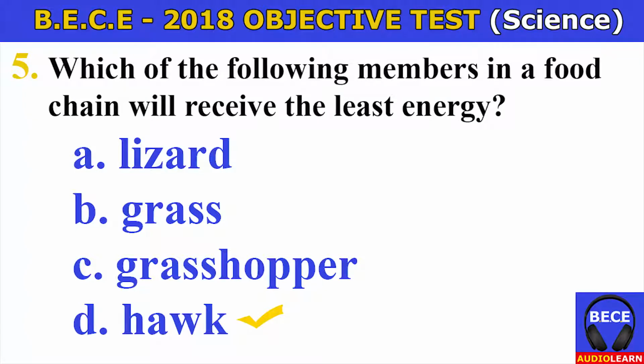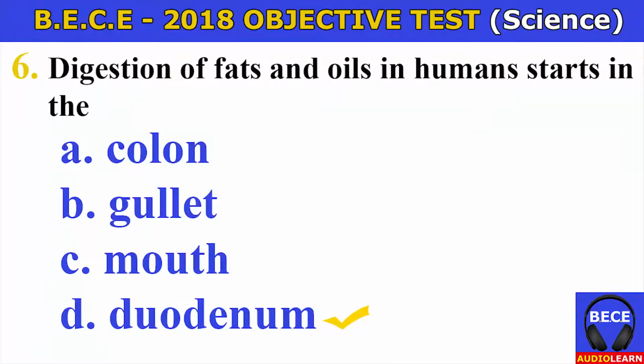Number 6. Digestion of fats and oils in humans starts in the A. Colon, B. Gullet, C. Mouth, D. Duodenum. And the answer is D. Duodenum. The digestion of fats and oils in humans starts in the duodenum.